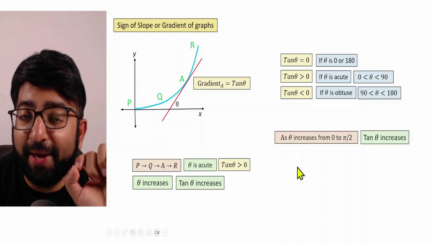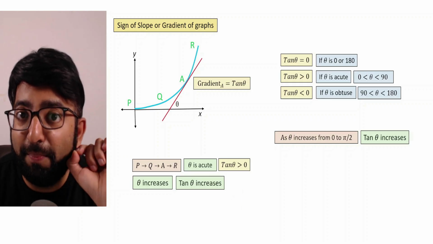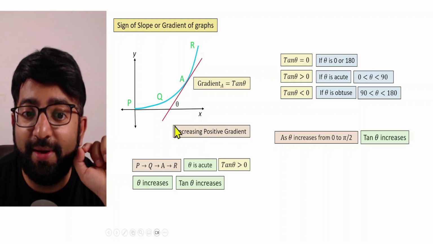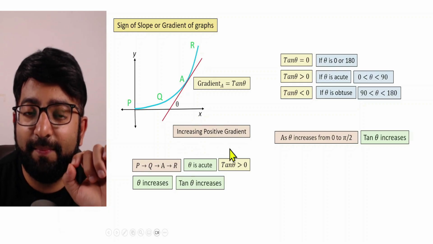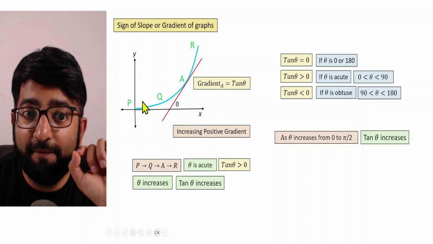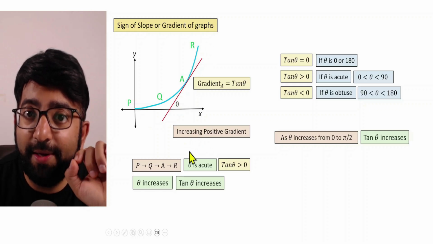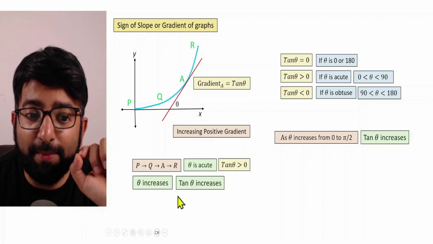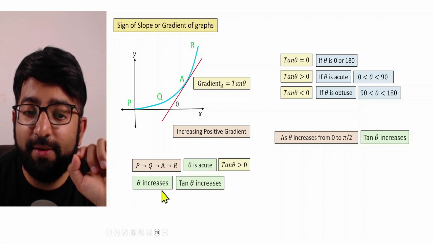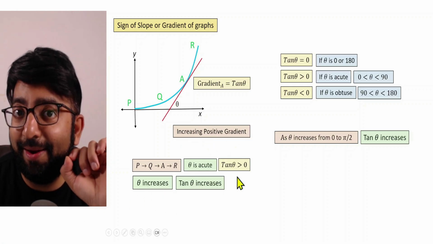Now we can summarize all of this in one statement by saying that this graph has an increasing positive gradient. So just remember the basic concept: whenever the graph looks like this, the shape is important, then it will have an increasing positive gradient. Increasing because the value of theta is increasing. And why is it positive? Because the angle is acute.